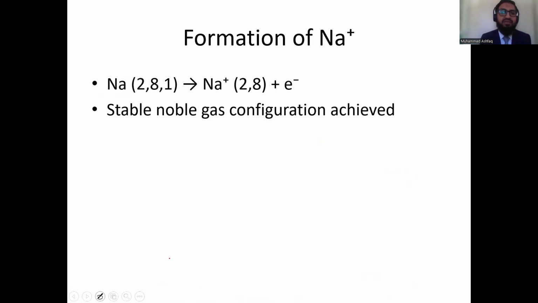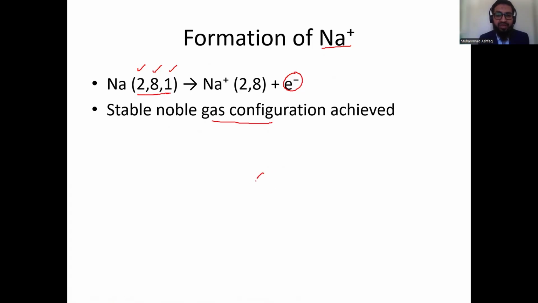For example, this is sodium. This is the electronic configuration of sodium: first shell 2 electrons, second shell 8, and third shell 1 electron. To stabilize, sodium loses 1 electron. By losing the electron, it becomes Na+. So it converts to a stable noble gas configuration. This is also known as the octet rule.